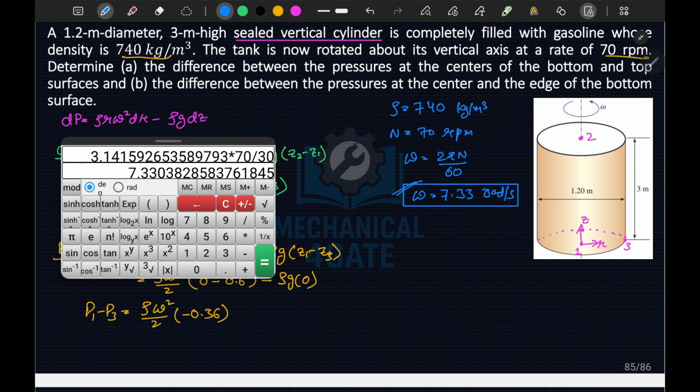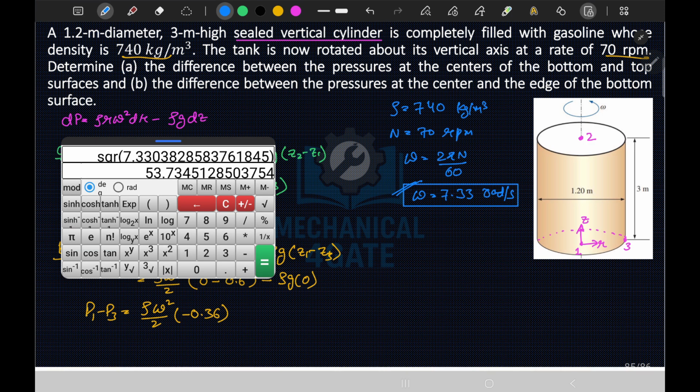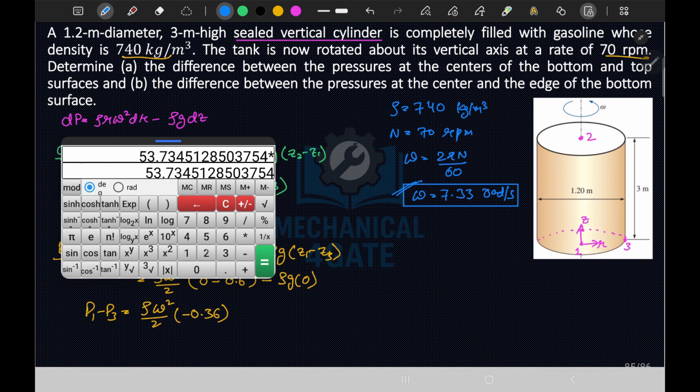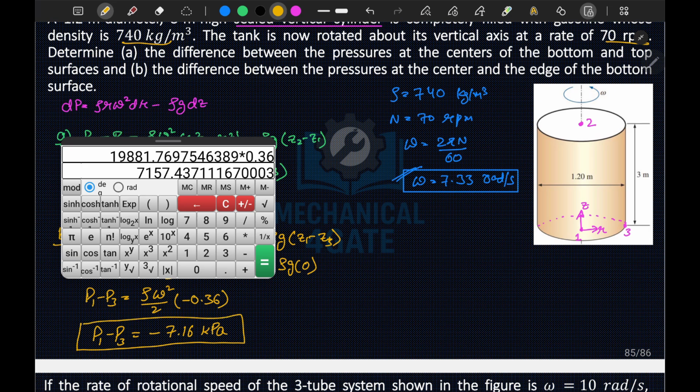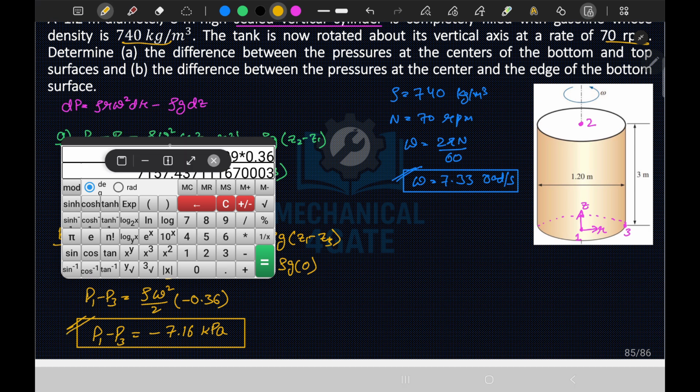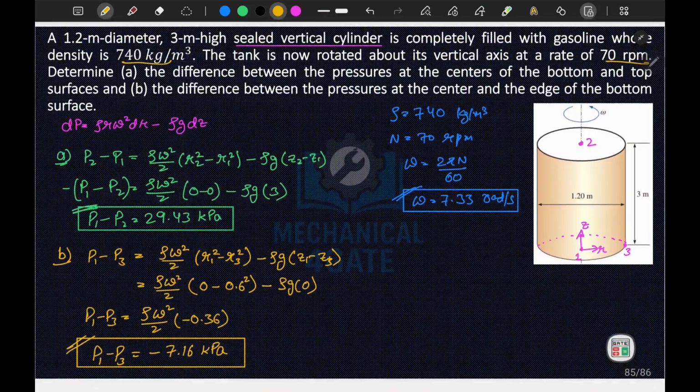Okay, so if we substitute these values here, this is omega square into density, that is 740 divided by 2, into 0.36. So we have obtained our P1 minus P3 is equal to minus 7.16 kilopascal. So this is the solution. Here we have solved both parts.